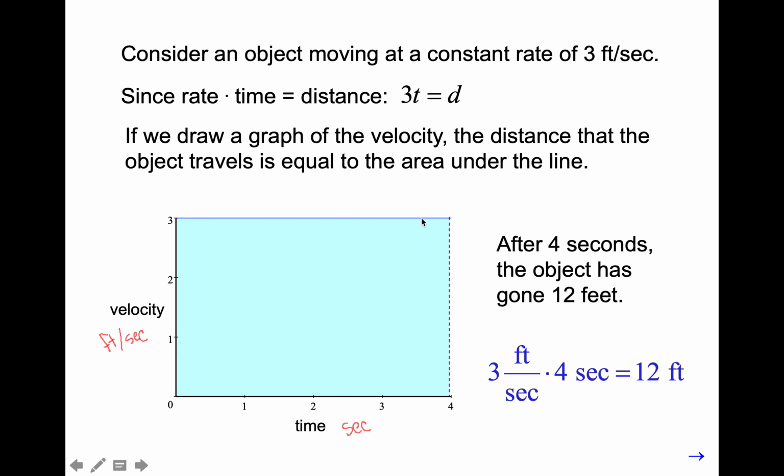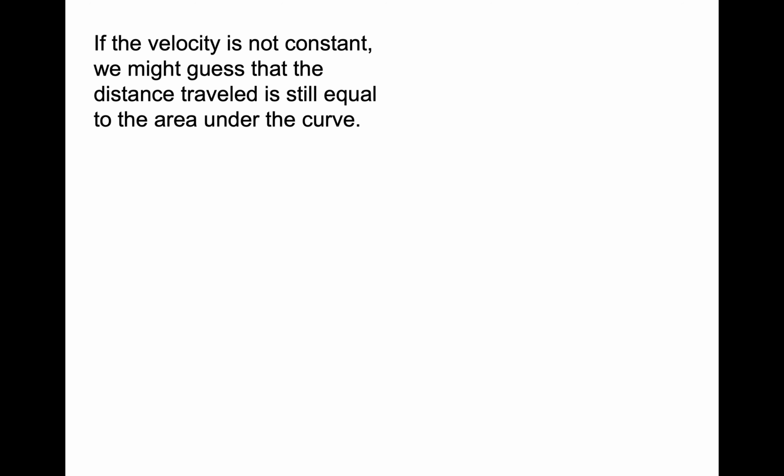So we can think of this as the area under the velocity curve. The velocity, which happens to be a constant, so it's a horizontal line, we can think of as our velocity function. And the area represented under that curve represents the distance that the object has traveled. So if the velocity is not constant, we might guess that the distance traveled is still equal to that area under the curve, and that would be correct, because the units would work out.